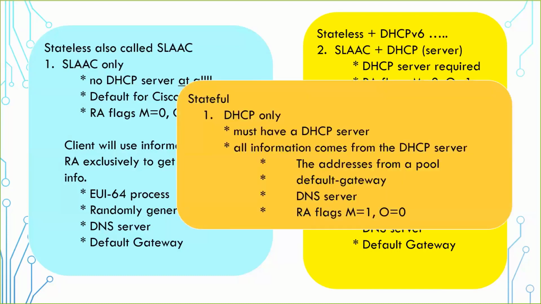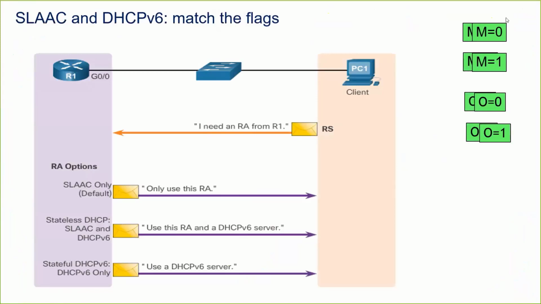Okay, and then lastly, DHCP only. I've got a real life server. The server's doing all the work. So my RA flag, my management flag, is on because it's managing the IP address and it's managing everything else. All right, so let's see how we do here.